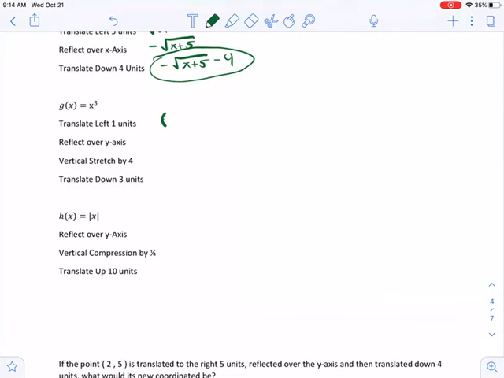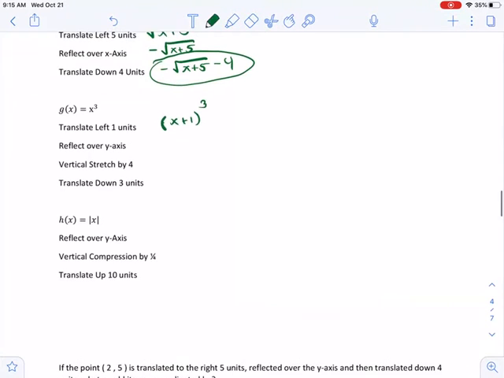Translating left happens directly on my x value here because I'm trying to move something left or right, so that if I add, it moves it left. Reflect over the y-axis means make my x value negative, the coefficient in front of x negative. Vertical stretch by 4 means my a value is going to be a 4, and then if I need to move this down 3 units, then I end up with this. So take a look at it piece by piece as things are going down. You should have a pretty good understanding of what's happening.